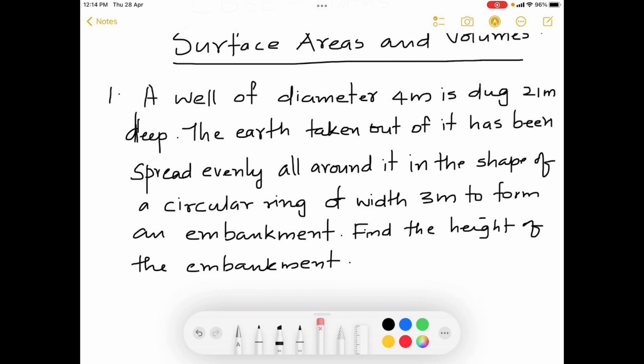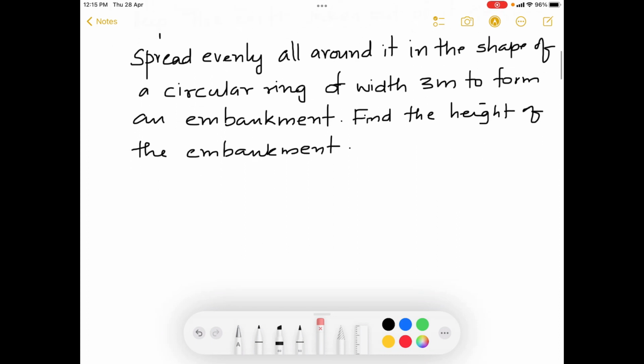Our first question: a well of diameter 4 meter is dug 21 meter deep. The earth taken out of it has been spread evenly all around it in the shape of a circular ring of width 3 meter to form an embankment. Find the height of the embankment. First, we draw the mouth of the well.